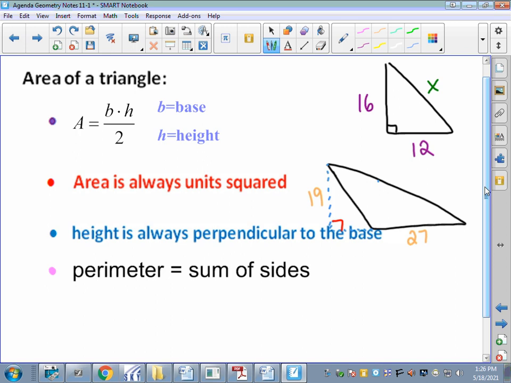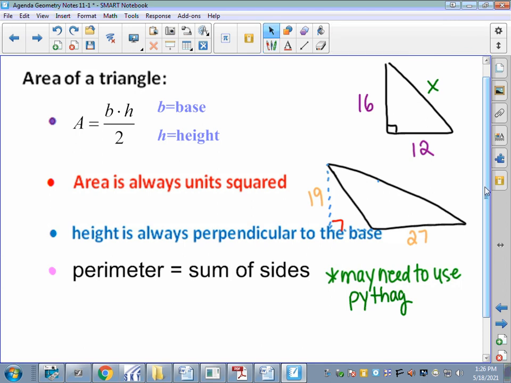So make yourself a little note. You may need to use Pythag. If I did the Pythagorean theorem on that top problem, 16 squared plus 12 squared equals x squared, I could figure out what that hypotenuse is, and then I'd have 3 sides to add up to find the perimeter. This other one is a little trickier. This obtuse one, I'd have to give you more information.